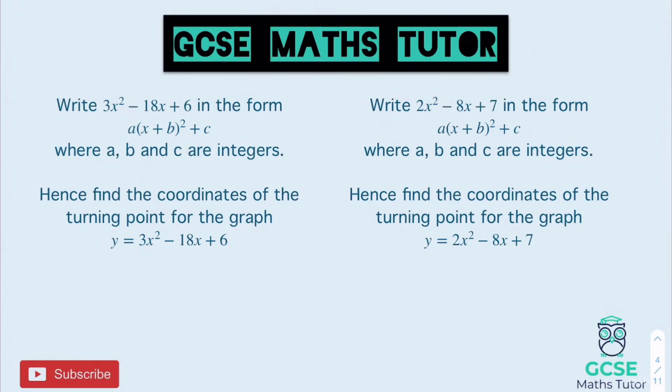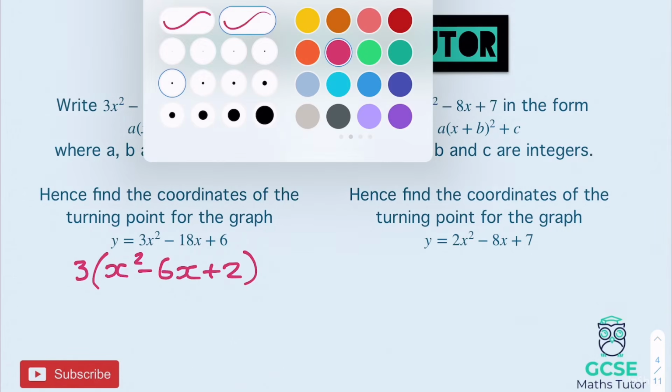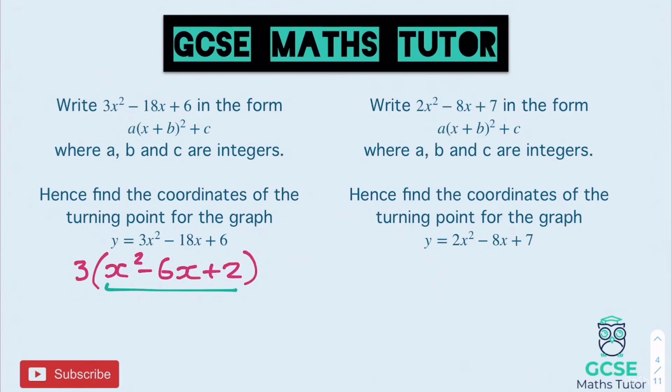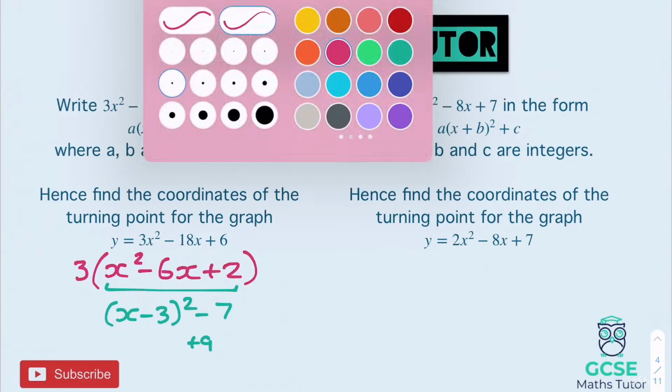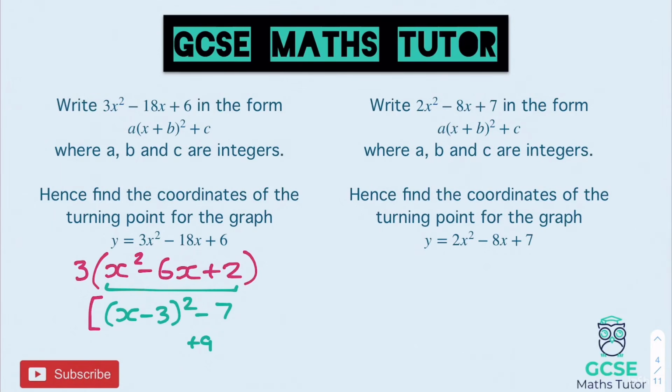Okay, so for this first one then, we've factorised 3 out to start with. So if we take 3 out, inside we get x squared minus 6x plus 2. And then just like normal, we'll go about completing the square for what's inside here. So halving the coefficient of x, we get x minus 3 squared, that would give us plus 9 at the end, and we want plus 2, so we're going to have to take away 7.